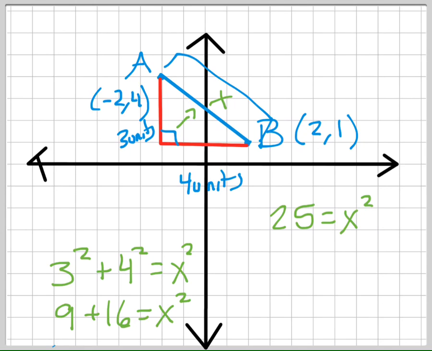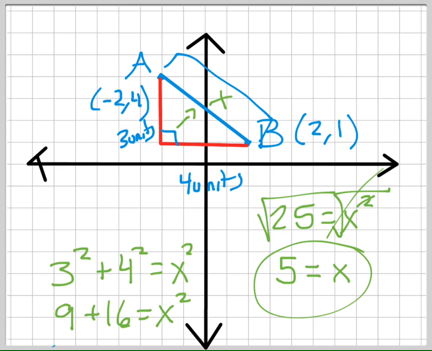So what's the opposite of a power of 2? How do I get rid of a power of 2? Square root. If you square root it, those two things will cancel. You square root here. We only care about the positive number, so the square root of 25 is 5. So that means this piece is 5 units. Yes, we'll get to that in a later chapter, but it is.